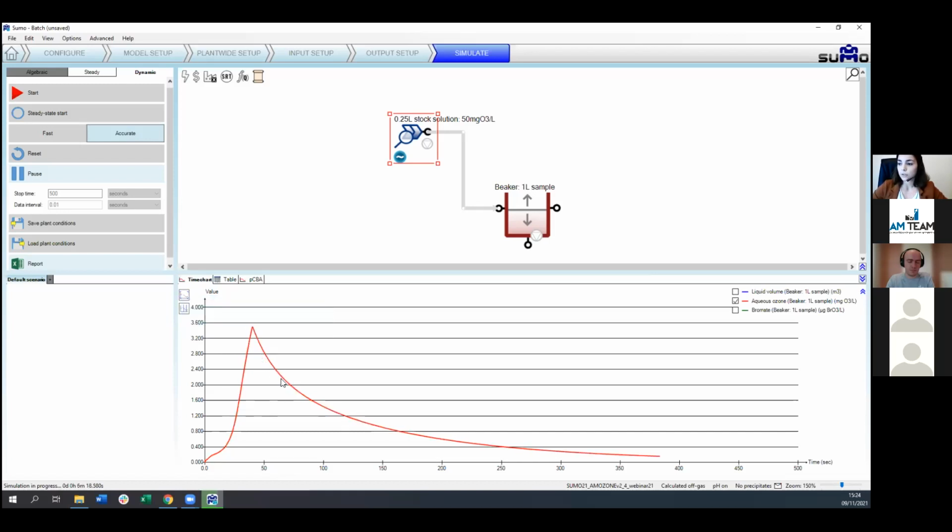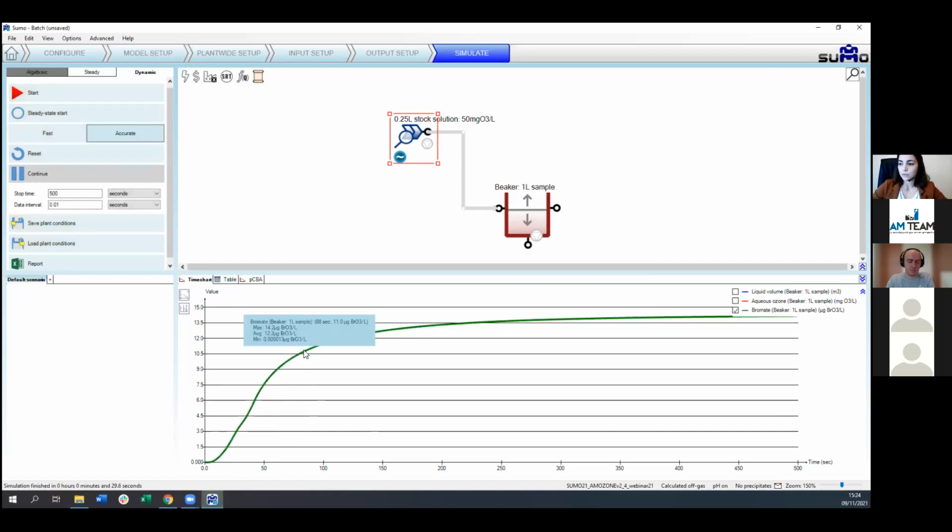And then the ozone is being consumed by the water matrix. In terms of bromate, we can see that now bromate increases smoothly, let's say, within the first seconds, and then it reaches bromate formation at the end of the test of 14 micrograms per liter.